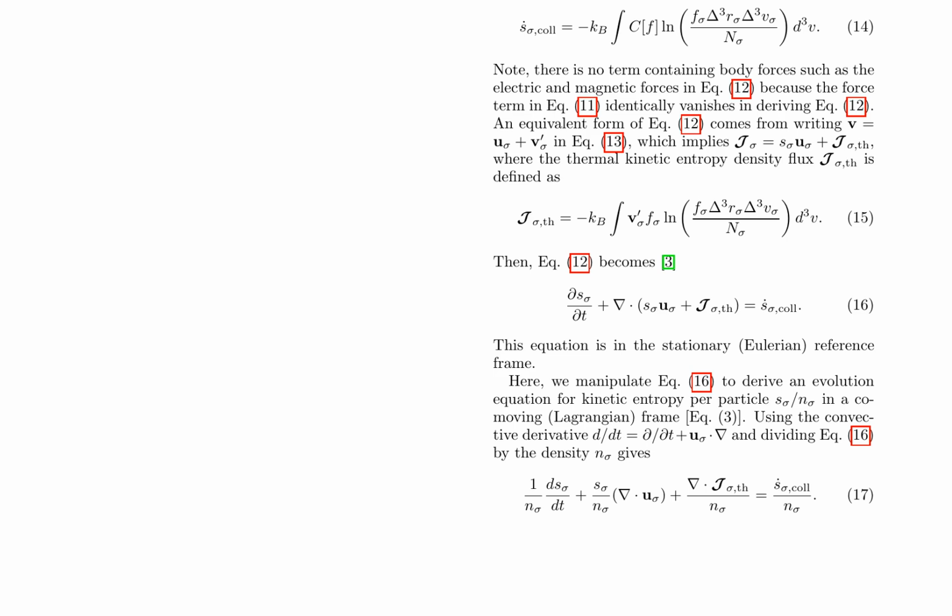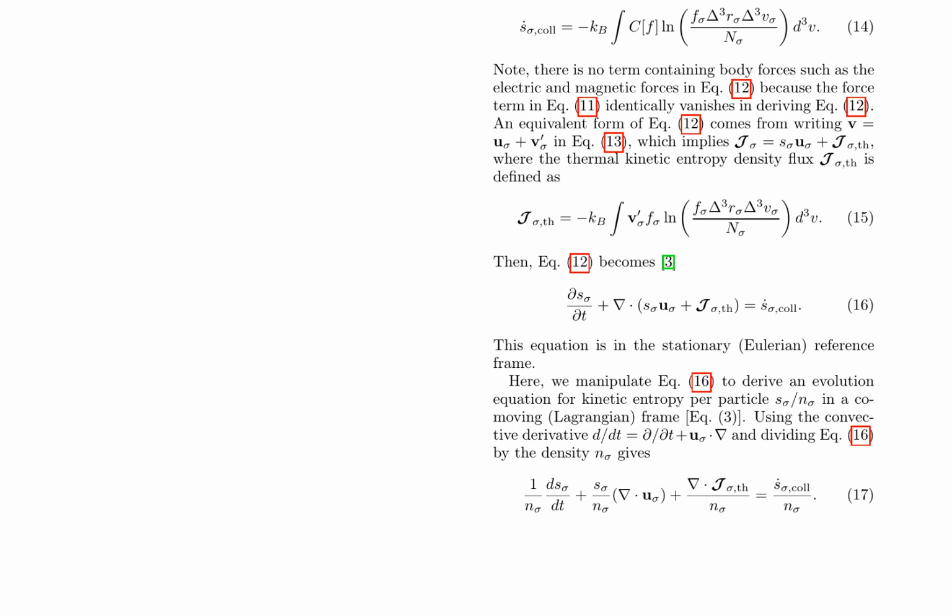To derive an evolution equation for kinetic entropy per particle, S_sigma over N_sigma, in a comoving Lagrangian frame, the authors manipulate the previous equation, utilizing the convective derivative d/dt equals partial t plus U_sigma dot nabla, and dividing by the density N_sigma. This yields the final equation: 1 over N_sigma times dS_sigma/dt plus S_sigma over N_sigma times nabla dot U_sigma, plus nabla dot J_sigma,Th over N_sigma equals S_sigma,col over N_sigma.